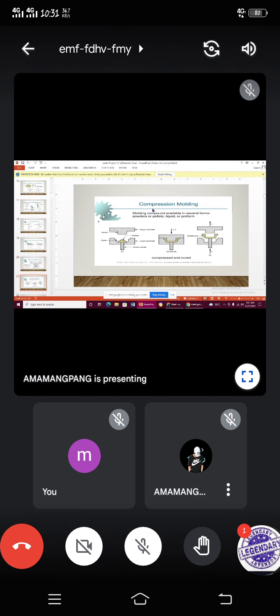So next is compression molding. So molding compound is available in several forms: powders, pellets, liquids, or preforms. So this is the diagram.